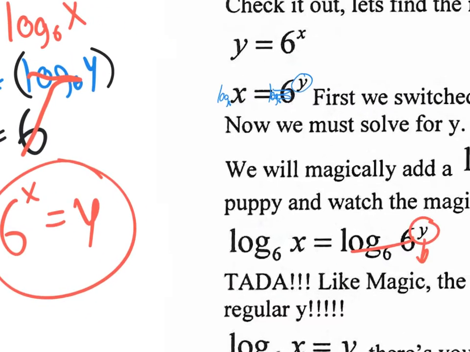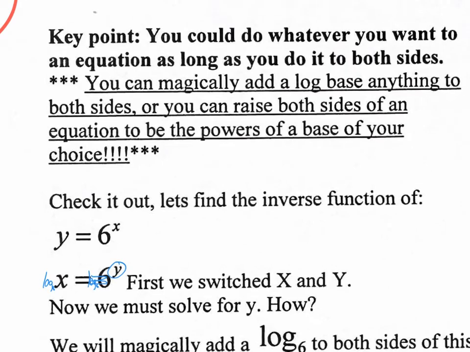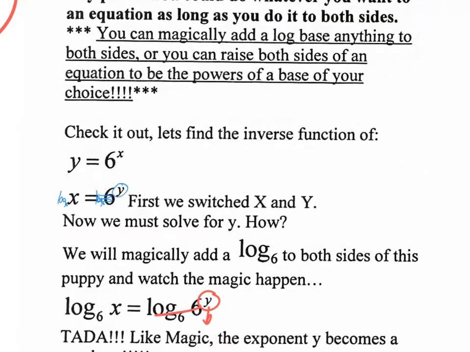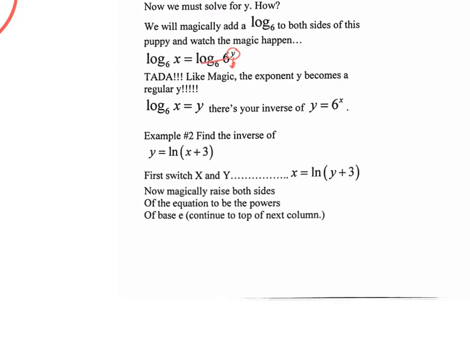Again, what I'm demonstrating here is that you could magically add log base 6 of anything to both sides of your equation, or you could raise both sides of your equation to be the powers of the base of your choice. With those two things, you could eliminate logs, you could bring down exponents, right? If you want to bring down an exponent, you're going to apply a log base, whatever you need. If you want to eliminate a log, you're going to raise it to be the power of the base of whatever you need. Let's go over some more examples here.